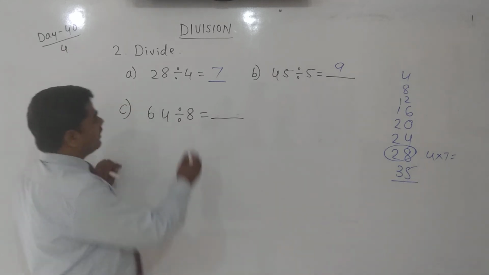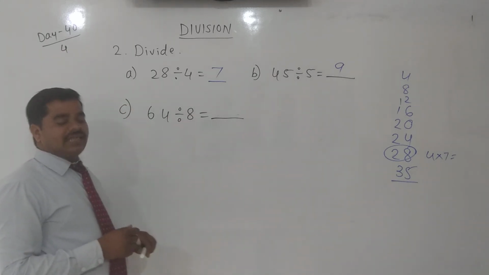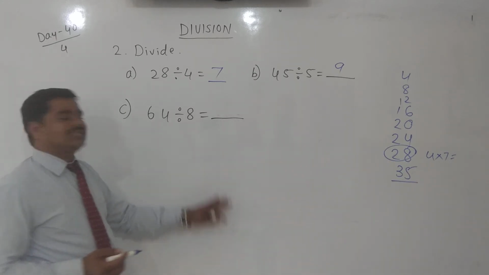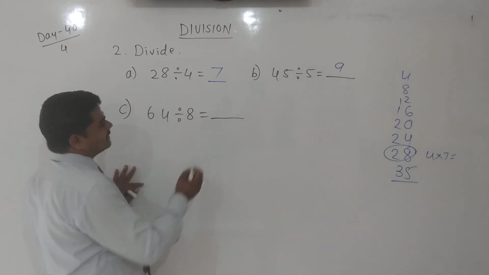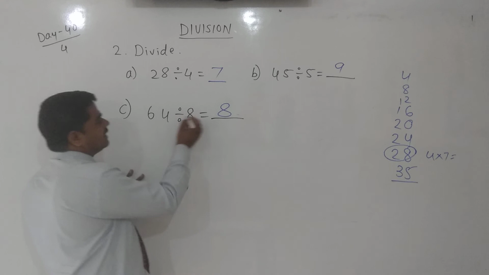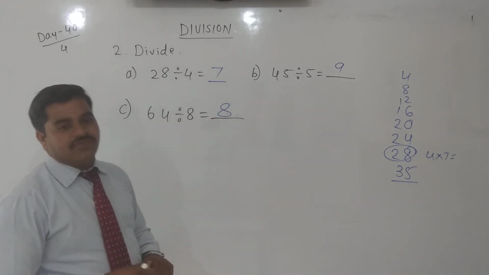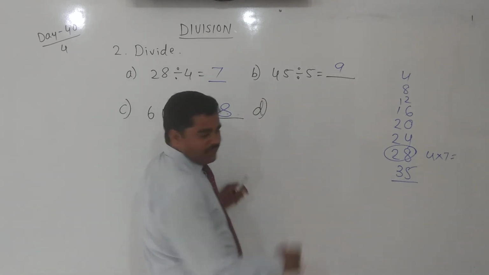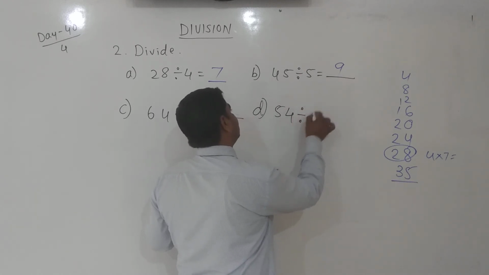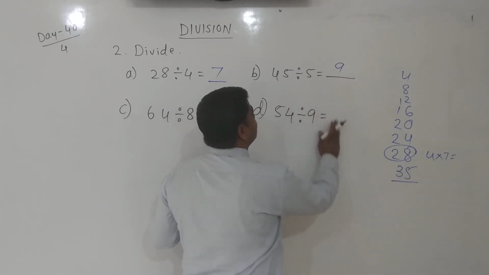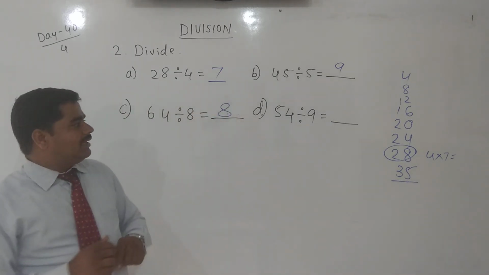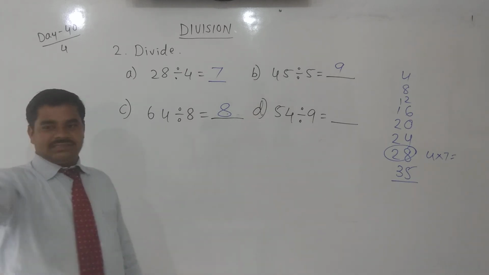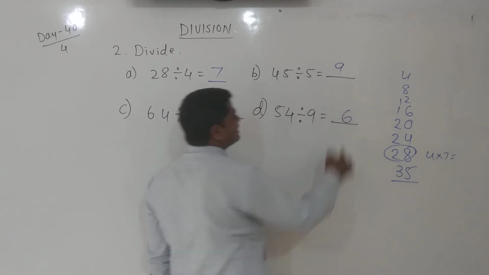Not the product. 8 ones are 8, 8 twos are 16, 8 threes are 24, 8 fours are 32, 8 fives are 40, 8 sixes are 48, 8 sevens are 56, 8 eights are 64. Then 64 came, which means 8 eights are 64. Next, D. 54 divided by 9. Yes, the table of 9. 9 how many times is 54? Yes, 9 sixes are 54.